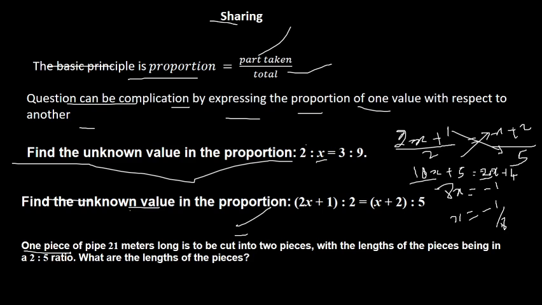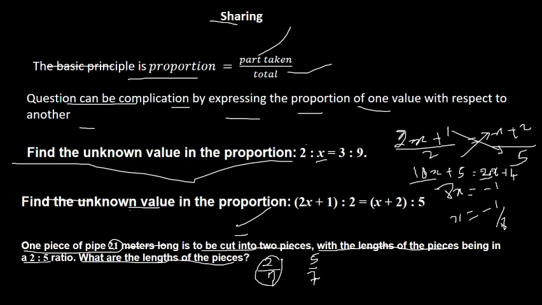So look at this again. One piece of pipe, 21 meters long, is to be cut into 2 pieces, with the lengths of the pieces being in ratio 2:5. What are the lengths of the pieces? The total length of the pipe is 21 meters. You need to know the proportion of each part. The proportion of the part with 2 is 2/5, no, 2/7. For the 5, it is 5/7.